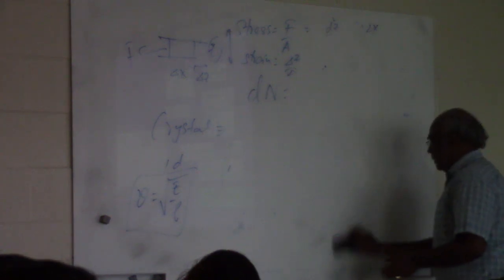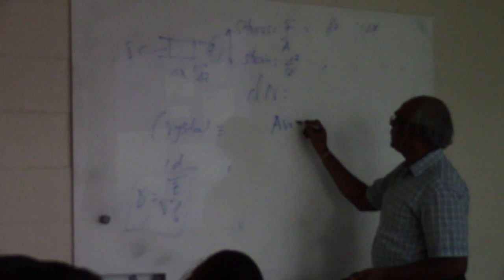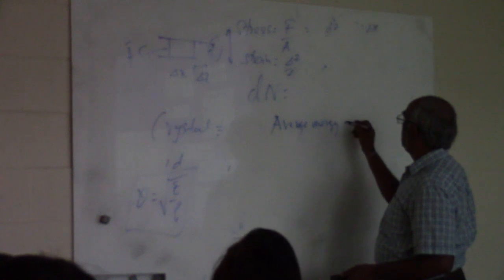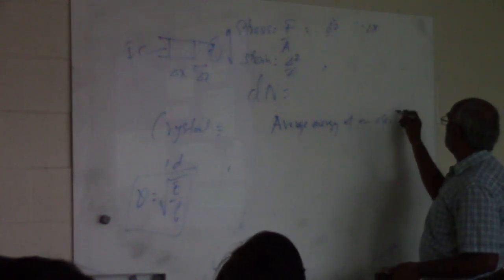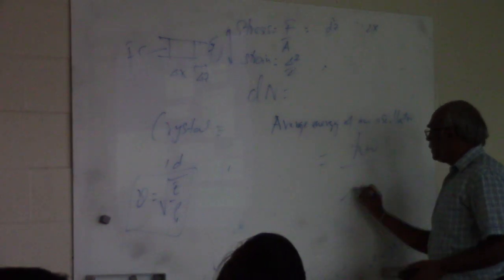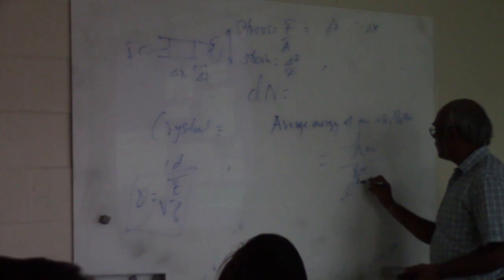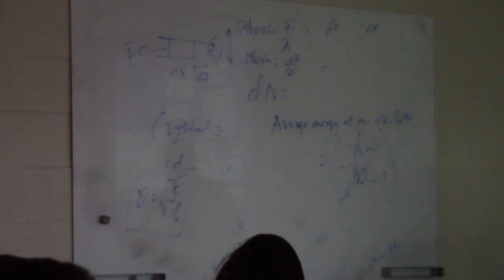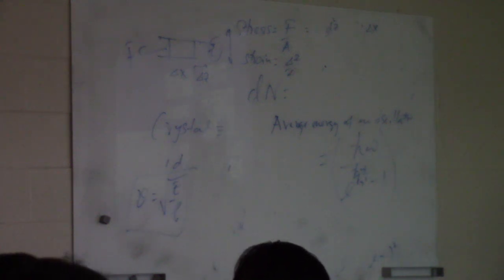average energy of an oscillator is given by h cross omega divided by e to the h cross omega over kBT minus 1. Please remember this one, this is very important. So that means this is the average energy per oscillator. How many oscillators do you have in that d omega range? This is the density of states, right? Then if you integrate over d omega, you get the total energy.